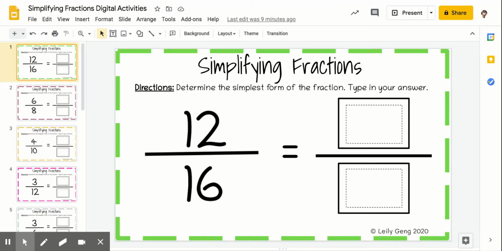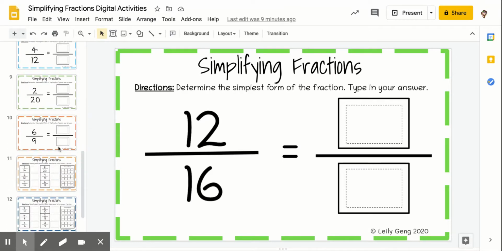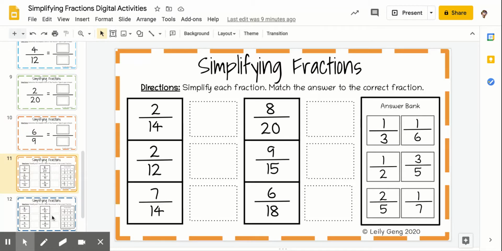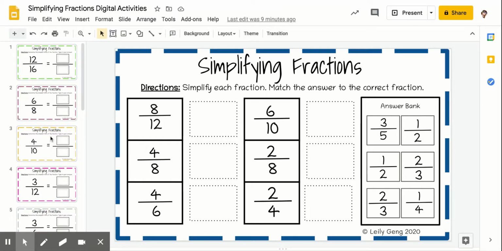So this is our activity. We've got quite a few problems. We've got 10 slides where we just have one fraction that we're simplifying. And then we've got 2 slides where we're matching our answers in our answer bank to the proper fractions. So let's look at our first one to review.